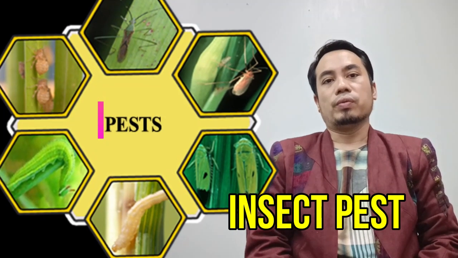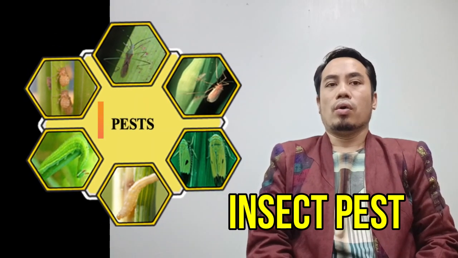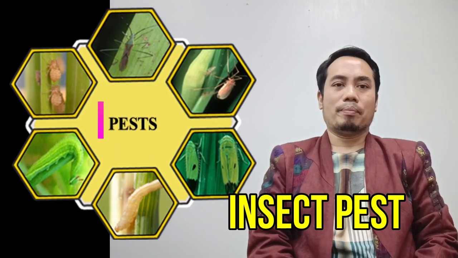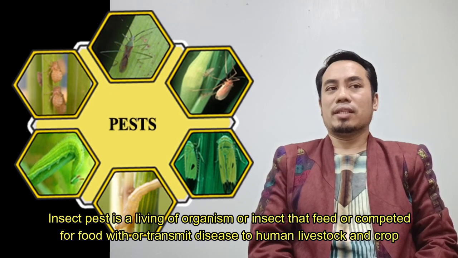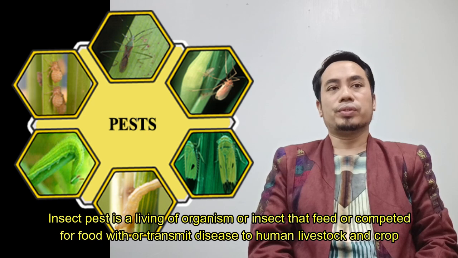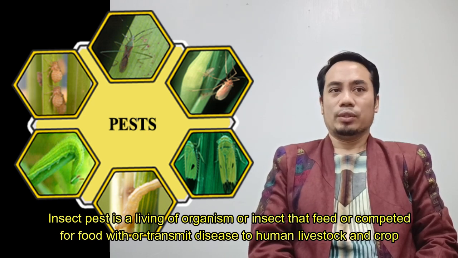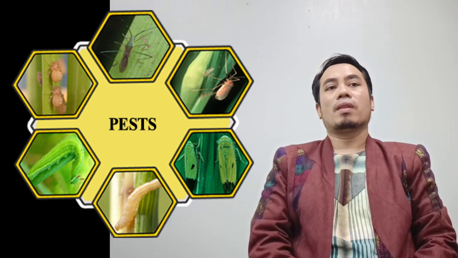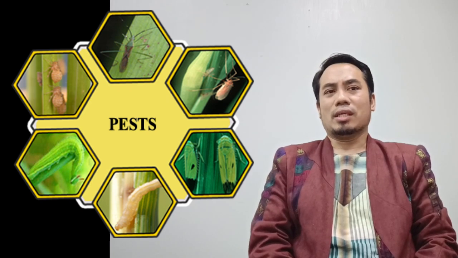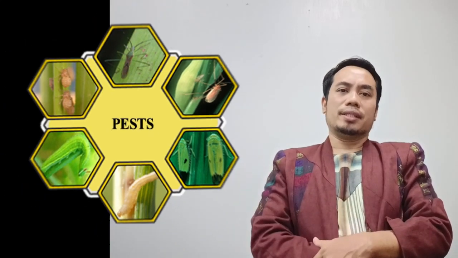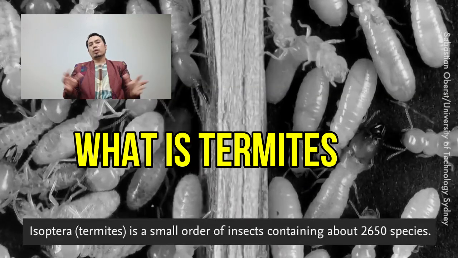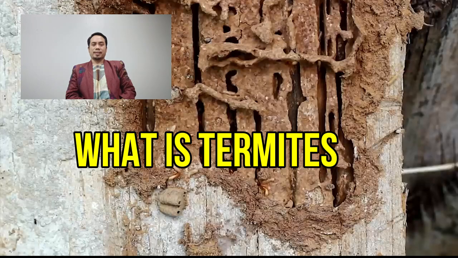Before we continue, we must know about the introduction of insect pests. An insect pest is a living organism or insect that feeds on, competes for food with, or transmits disease to humans, livestock and crops. Of 1 million species of insects, only a few thousand are insect pests, and they are very damaging. So now we go on to what is a termite.